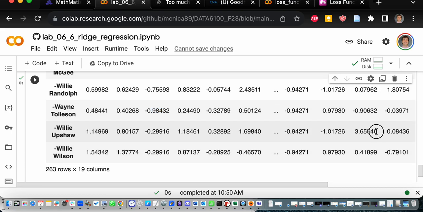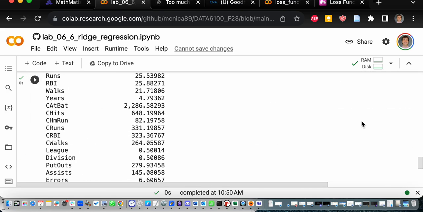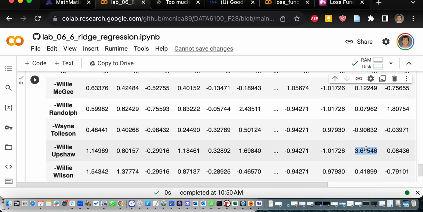Any cool numbers? Whoa, this person has a 3.6. That's huge. What column is this? Putouts. This guy is amazing at putouts. Look at that.